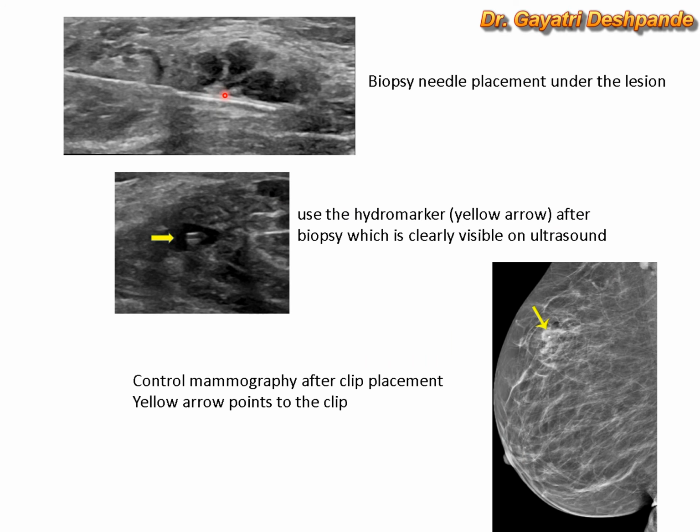Now, this is the biopsy needle which is placed under ultrasound guidance under the lesion. After biopsy, a hydromarker or any clip can be placed under ultrasound guidance. So this hydromarker can be identified on ultrasound on follow-up, or if you place a radio-opaque clip, it can be followed up on a mammography in future.